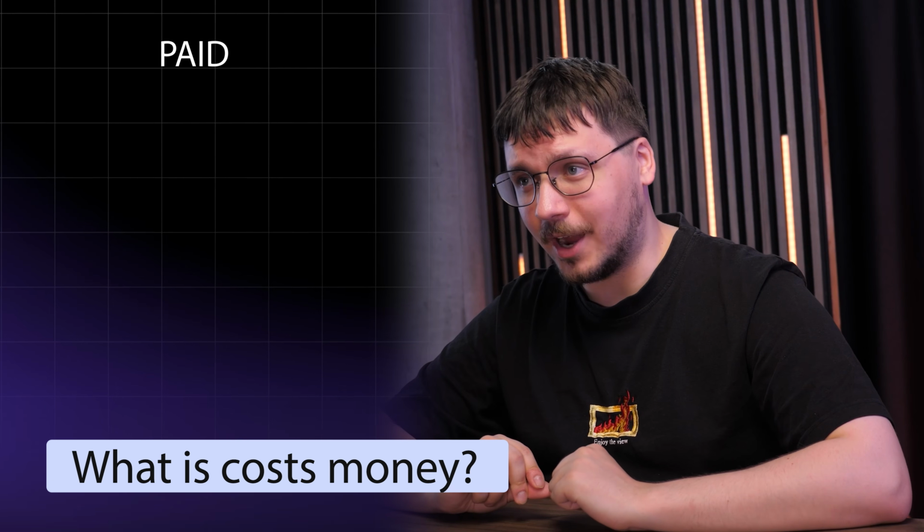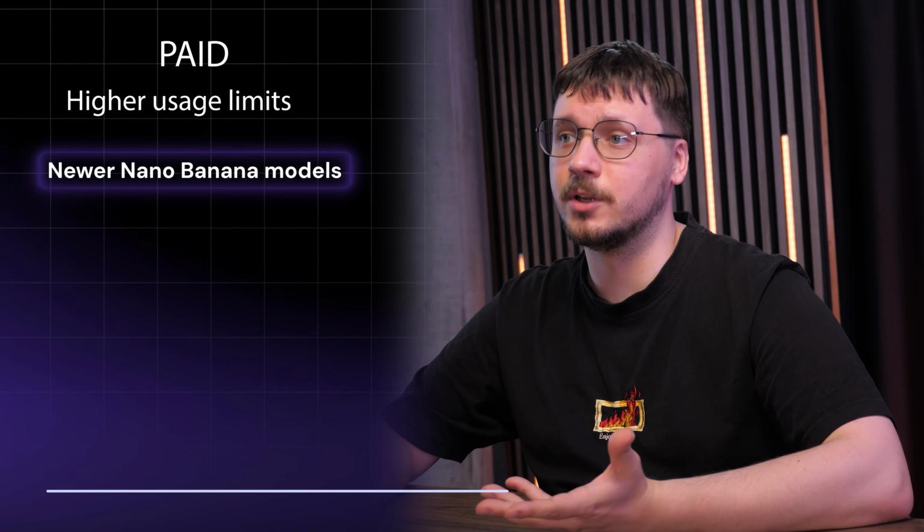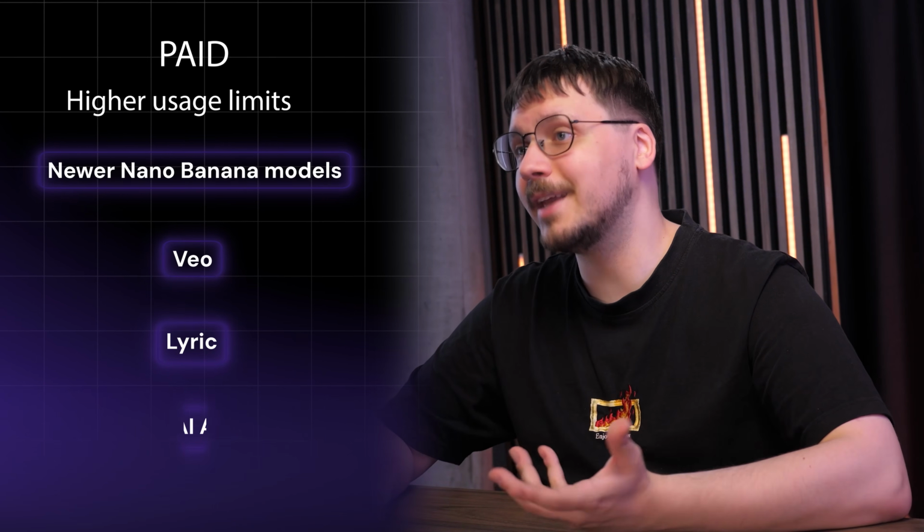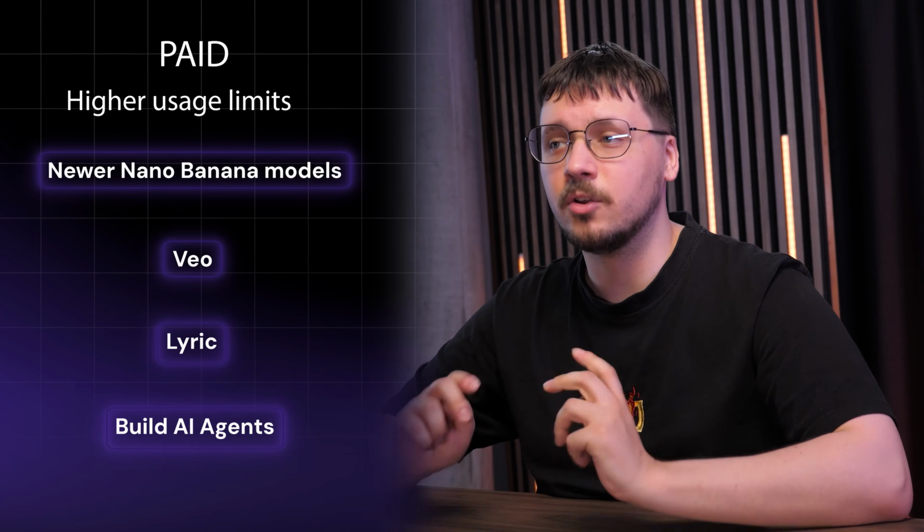So if you're looking for higher usage limits, that's any of the newer iterations of Nano Banana, Veo, or Lyria, or if you want to start building AI agents with Google AI Studio, you'll have to upgrade to a paid tier. Google AI subscription will run you about $26.99 per month, but like I said, you can pay per request and set up spending limits so you're not paying for a subscription that you won't use.